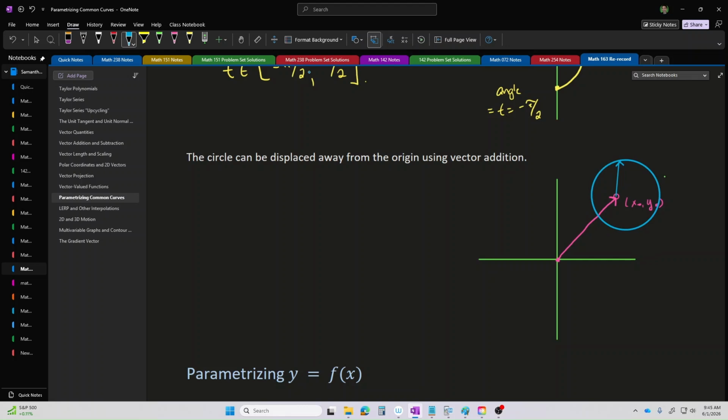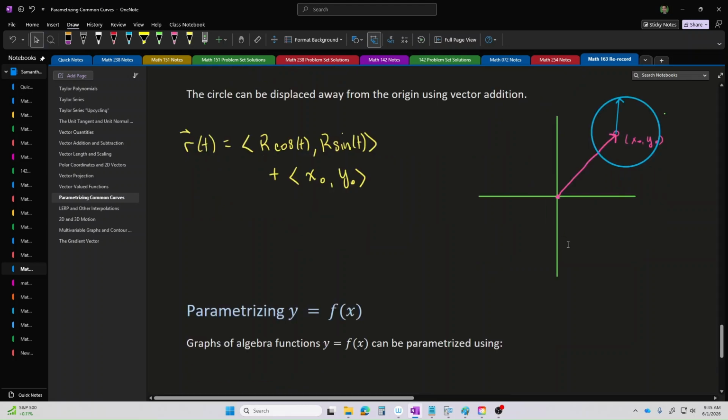So this action of first following the pink vector and then following the blue vector to reach a point on this circle, that action is exactly what vector addition allows you to do. So you could do something like r of t equals whatever is your radius cosine, radius sine, and then add in a vector x0, y0, which points you to your displaced center.